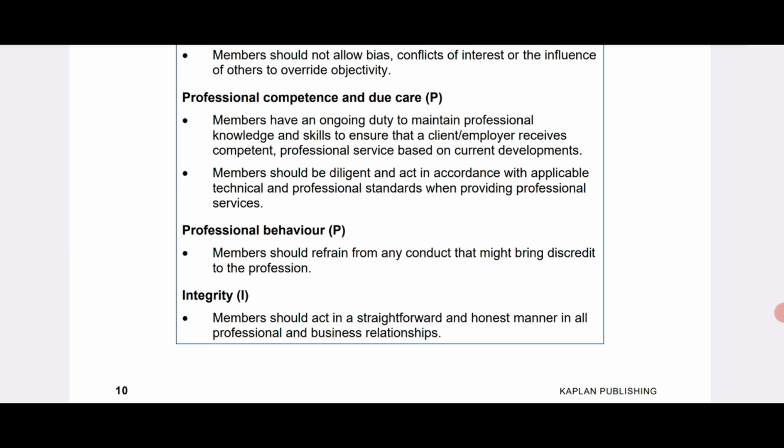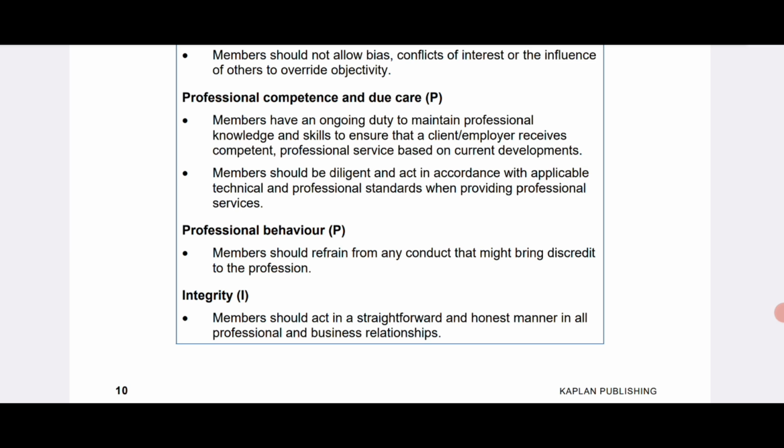Professional behavior. Members should refrain from any conduct that might bring discredit to the profession, like the ACCA body. You cannot conduct a poor presentation, or show poor commitment or performance, which would discredit the impression of the profession.